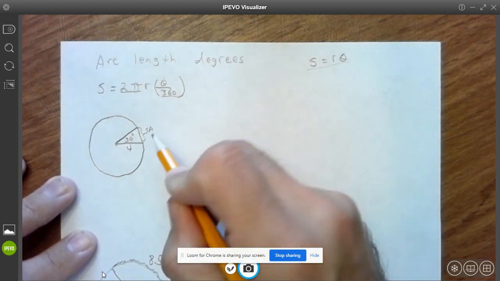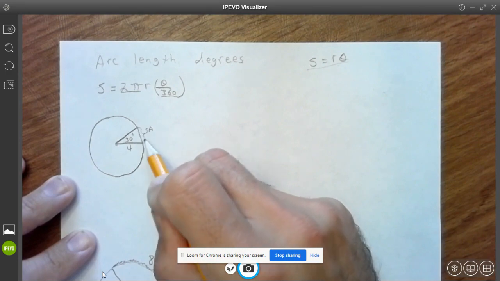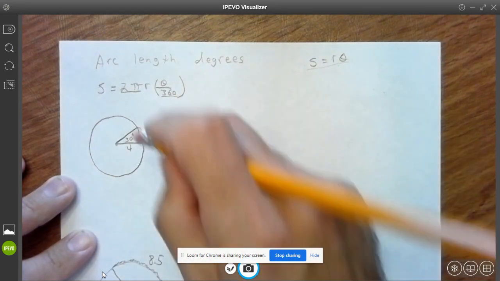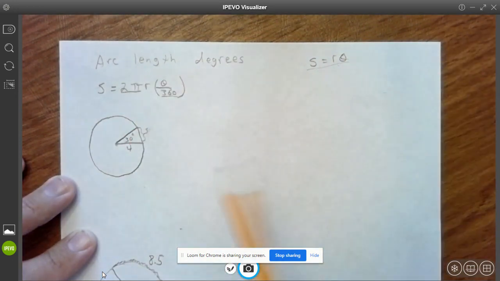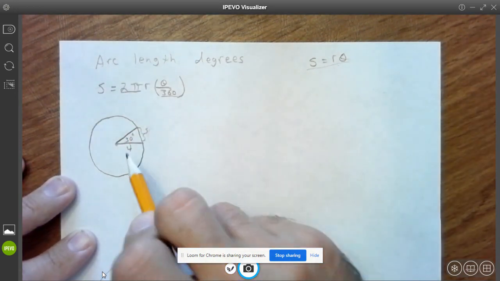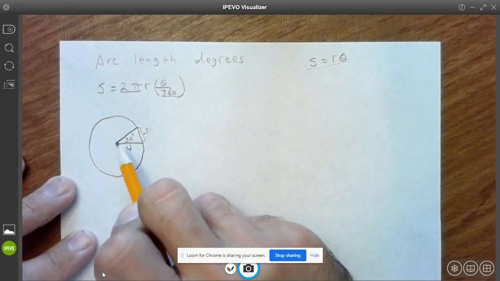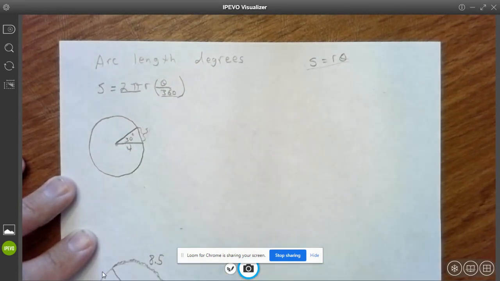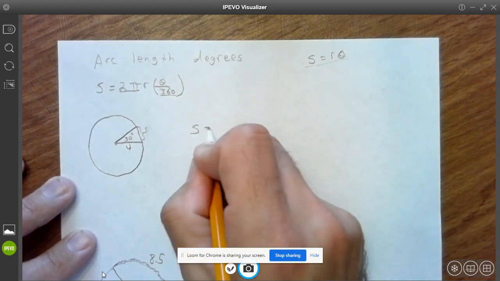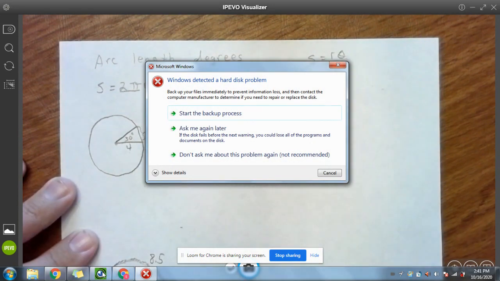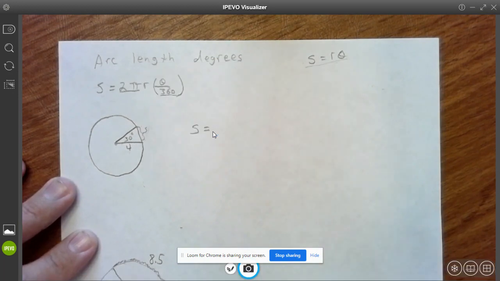I'll show you using this formula though. Find this arc length here. And it's not SA, it's just S. Sorry, I was thinking of something in the future. Find the arc length if you know that the radius is 4 and the central angle is 30 degrees. The S is what we're solving for. That's the arc length.